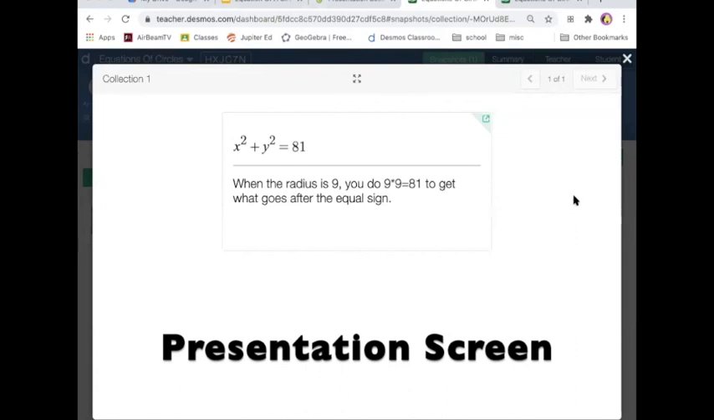This student has a great explanation. When the radius is 9, you do 9 times 9 equals 81 to get what goes after the equal sign. So now you have the ability to create a graph if you have the equation, and if you have the graph, you can create the equation. You can go in either direction. Tomorrow we'll see what happens when the center is not at the origin.